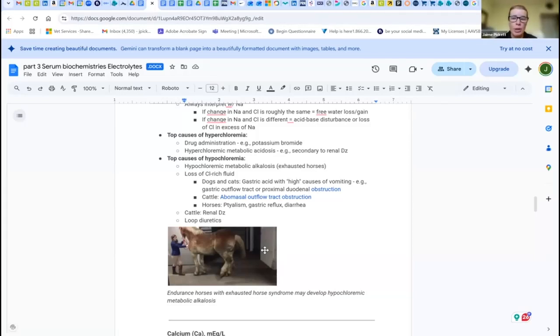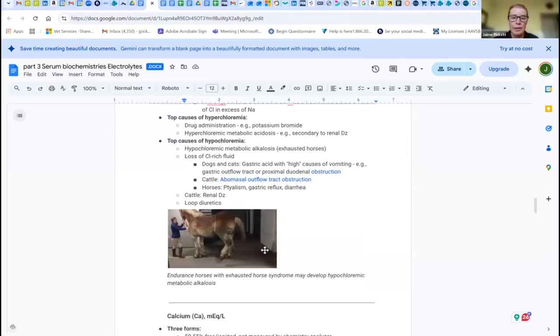So in small animals, that often means vomiting with gastric outflow obstruction. In cattle, it's also an outflow obstruction. And then in horses, think gastric reflux, or salivation, or severe diarrhea.